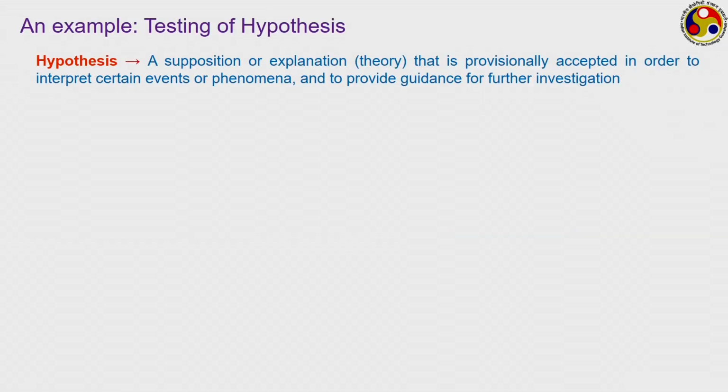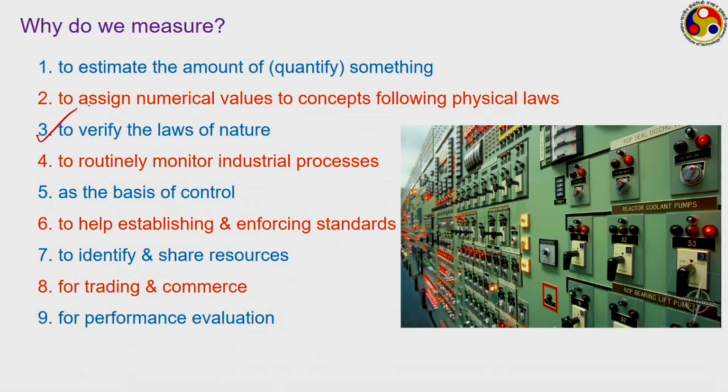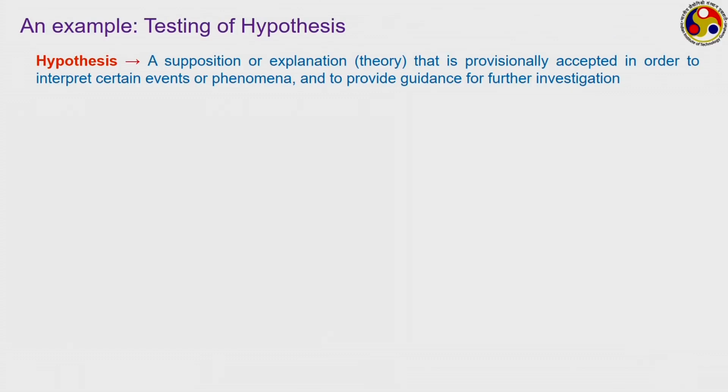There was one point, if I go back: to verify the laws of nature. So coming here, the testing of hypothesis is basically the same thing that we are talking about. A hypothesis refers to a theoretical explanation about something, which we provisionally accept about a certain event or phenomenon. You can think of the hypothesis as a pre-planned conclusion that this phenomenon will involve this kind of physics, and once we have set up the hypothesis, we do the experiment, some measurement, to test whether our hypothesis is correct or wrong.